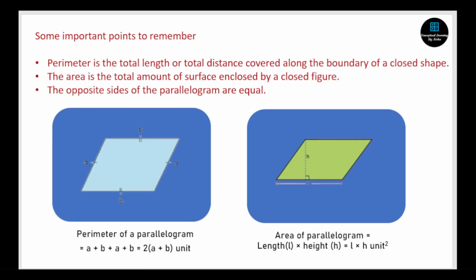Now some points to remember. As I said, the perimeter is nothing but the total length, or you can say the total distance covered along the boundary of the closed shape. Area is the total amount of the surface enclosed by the closed figure. Now a very important point for the parallelogram is that the opposite sides are equal.